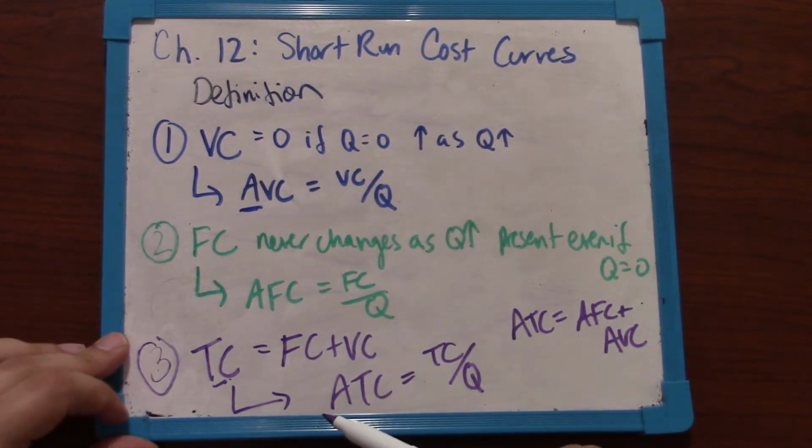And you know that in chapter 13 and 14, we use average total cost all the time to tell us about the level of profitability of a firm.